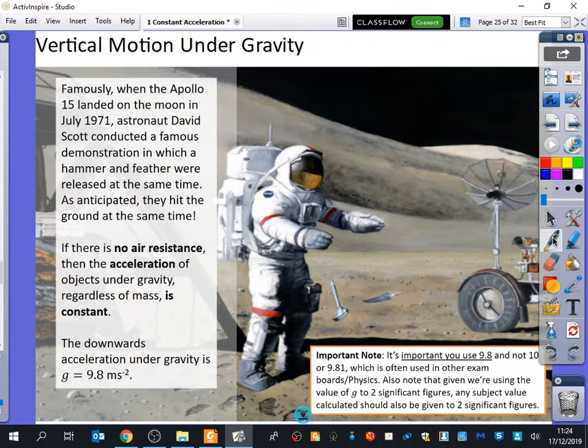The downwards acceleration under gravity is 9.8 meters per second squared, okay? It is downwards. Things never accelerate upwards due to gravity, so that's going to be playing into some of the things we're about to have a look at next.